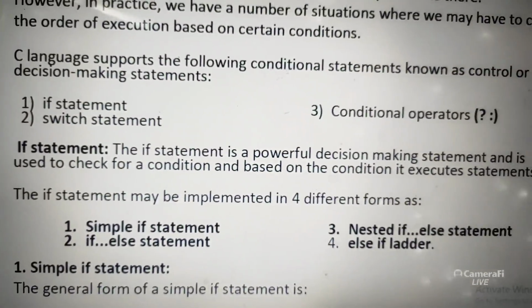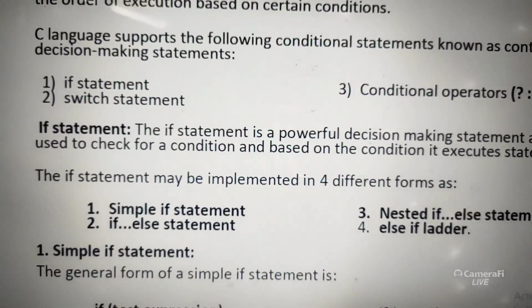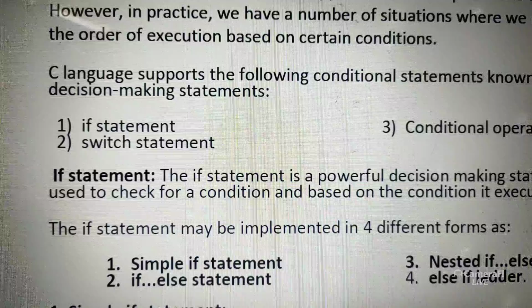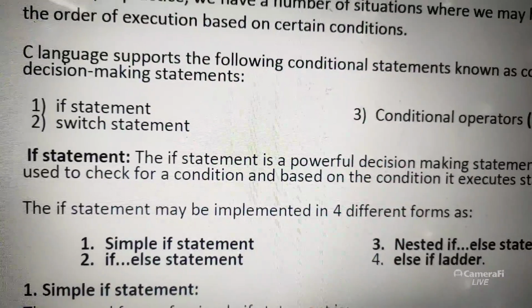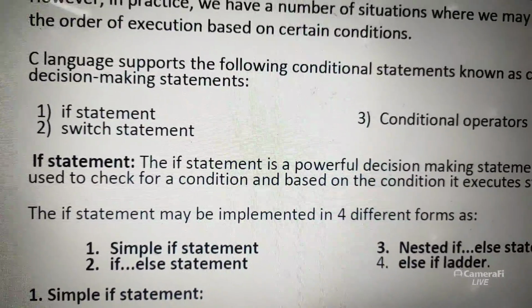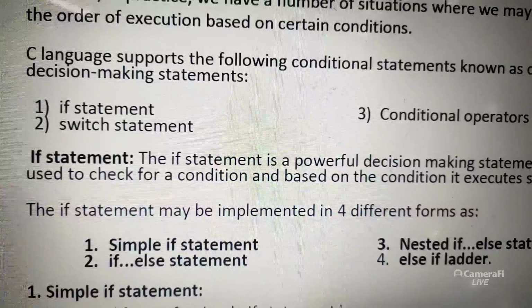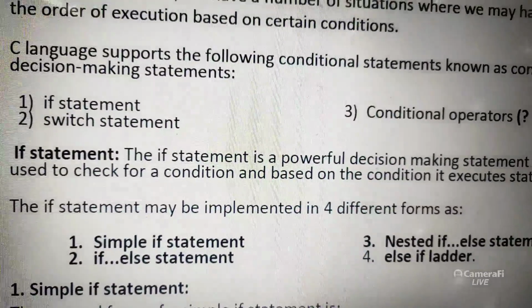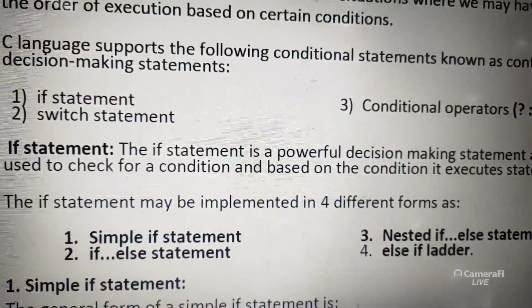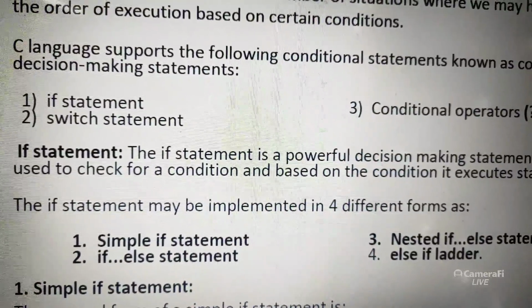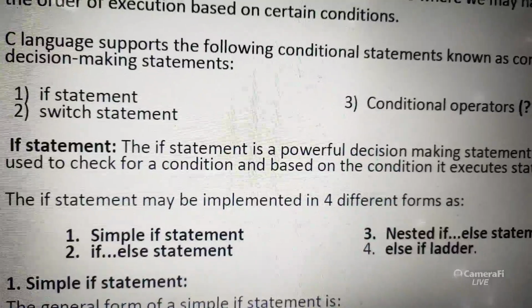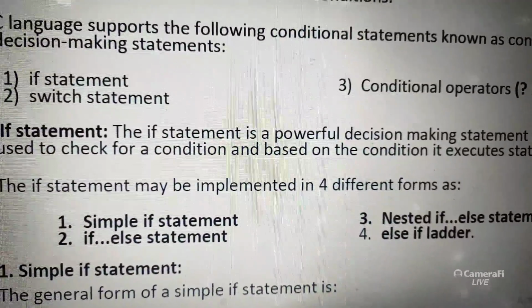C language supports the following condition statements. These are called condition statements in C language. Why do we have to use condition statements? To change the order of the execution. A normal program will execute in sequential order: first line, second line, third line, fourth line, and so on. But in some situations, as I said, if the candidate is male, then the data is not saved there. It will be saved in the male file. If the candidate is female, the data is going to be saved somewhere else.